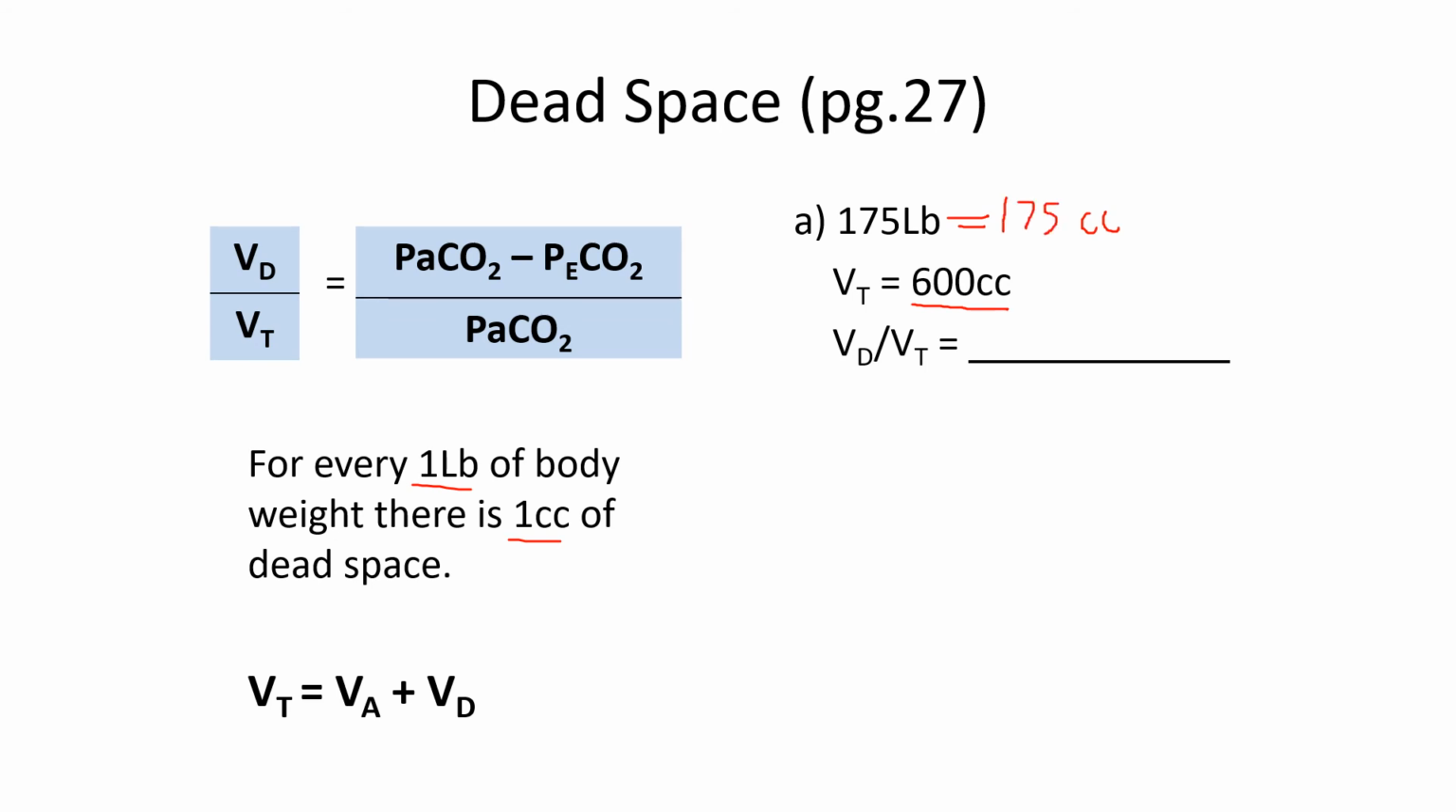It's a 1-to-1 ratio, guys. 1 pound equals 1 cc. 175 pounds equals 175 cc's. Sometimes it's too easy. All right, so what's my dead space value? 175. So 175 divided by 600. That's it.